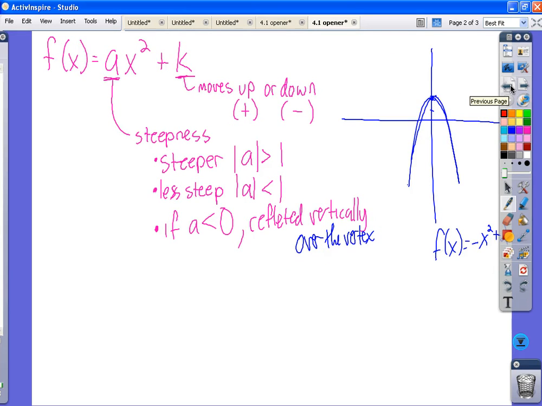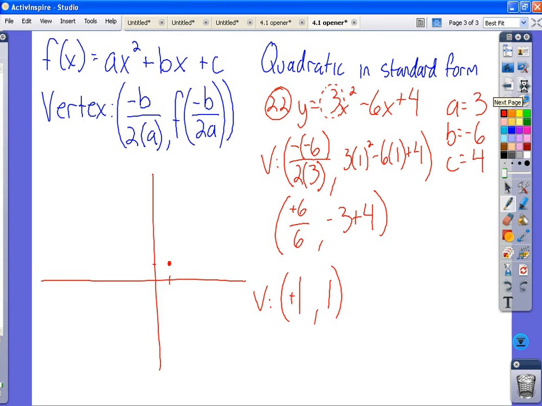So what was it that made it point down? Negative. It was negative in front of the x squared. Let's see. What do we see in front of this x squared? Positive. So what do you think? Up. And it will, yeah, it will open up. Let's verify that. Let's plug in some values for x.